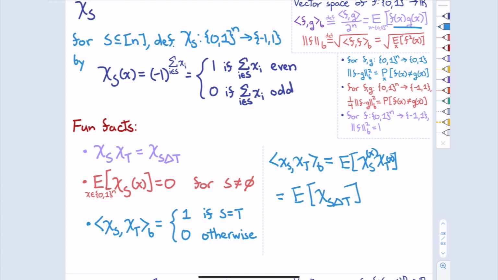You can use that identity. And now, if S and T are different, then the symmetric difference of S and T is non-zero, so this is 0 if S is not equal to T. And if S is equal to T, then the symmetric difference is the empty set, and for the empty set it's actually just a constant function of 1, because negative 1 to the 0 is 1, I think. Okay. So all this cute stuff shows up when you do Boolean functions.